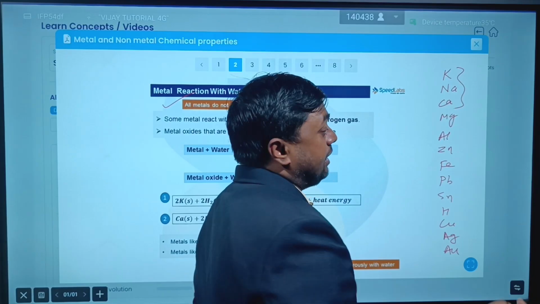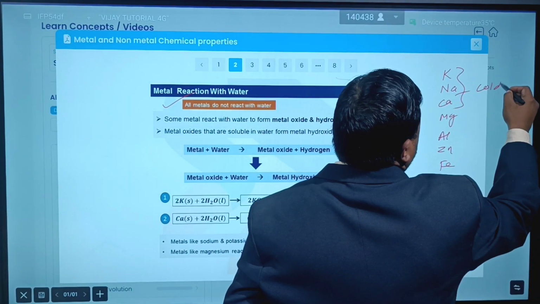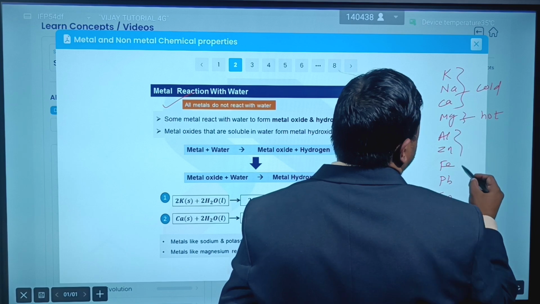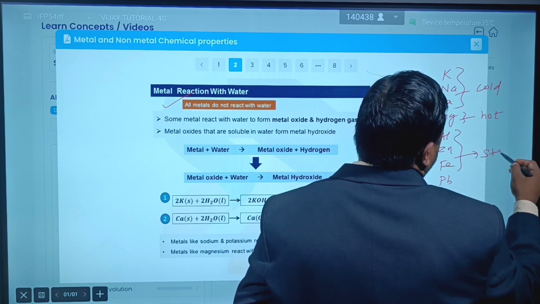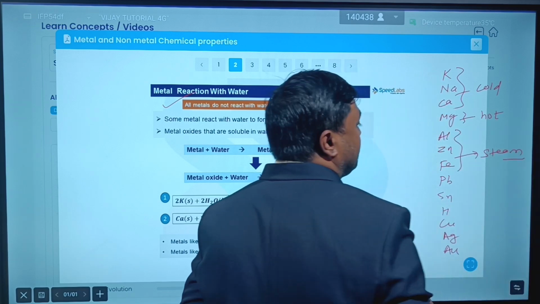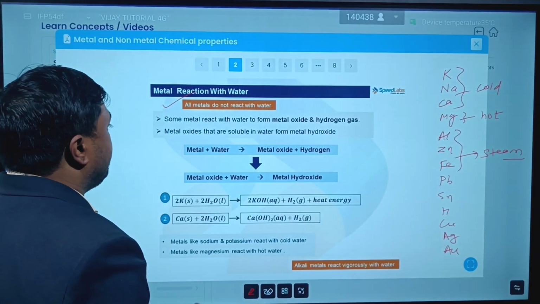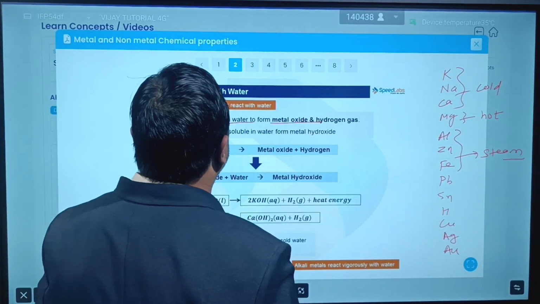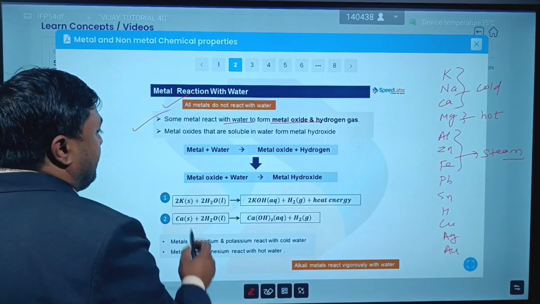These first three metals, they will react with cold water. Magnesium reacts with hot water generally. Aluminium, zinc, iron, they react with steam. Okay, you have to remember this concept, it is very very important. Some metals react with water to form metal oxide and hydrogen gas.